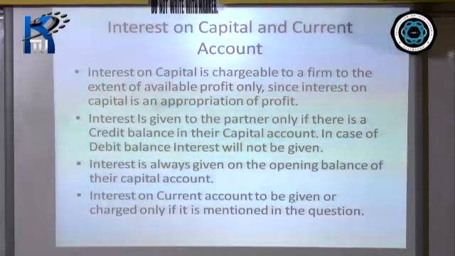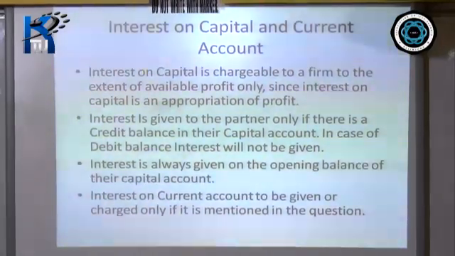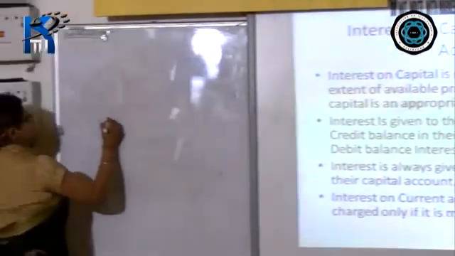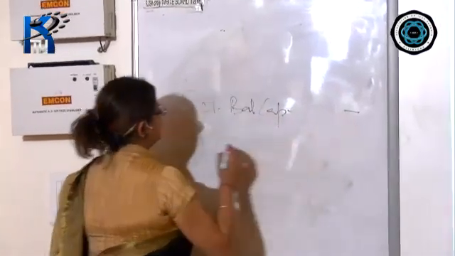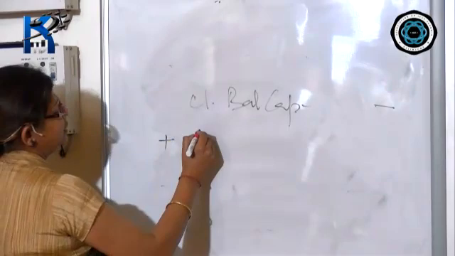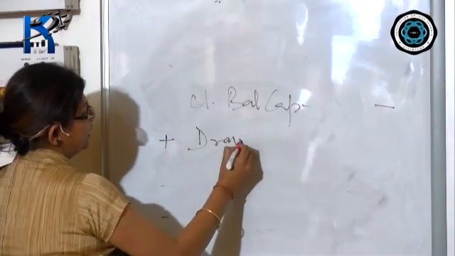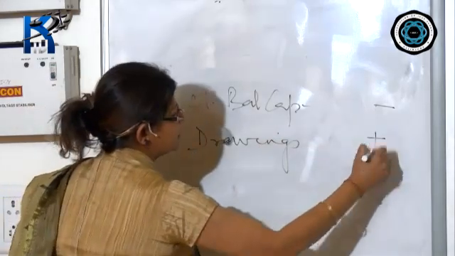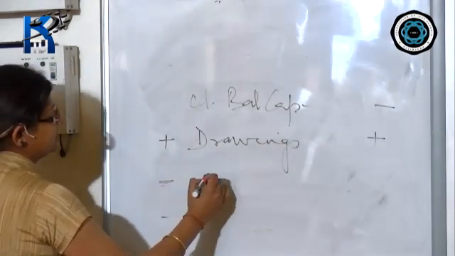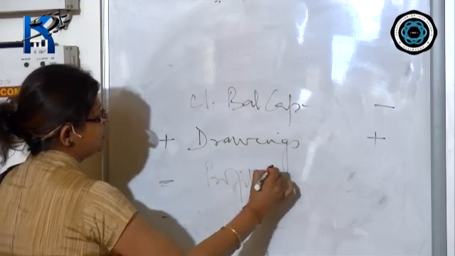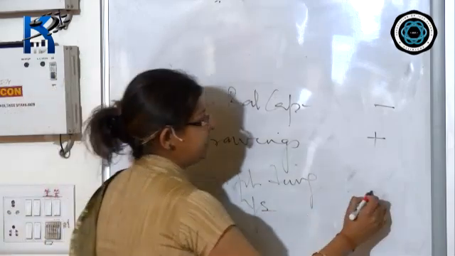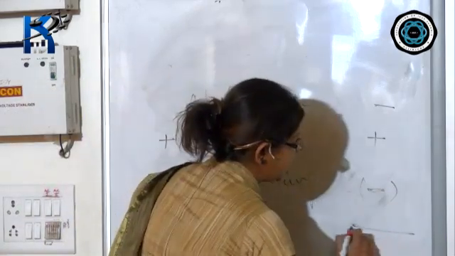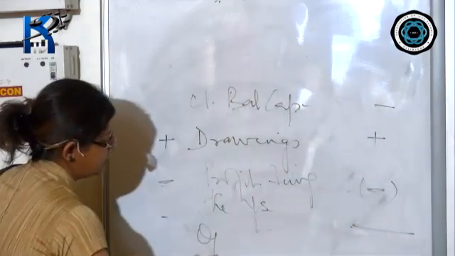Now, a simple concept of how to calculate opening capital when closing capital is given in the question. Supposing the closing balance of capital is given. In the closing capital balance, we need to add back the drawings, and we will deduct their share of profits during the year. Profits need to be deducted, and at the end, whatever we get, that is the opening capital.